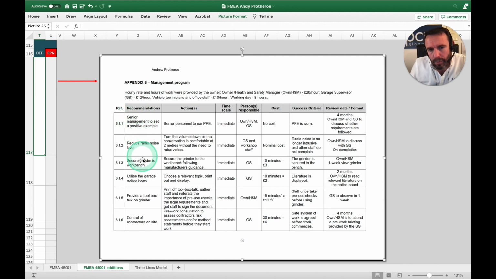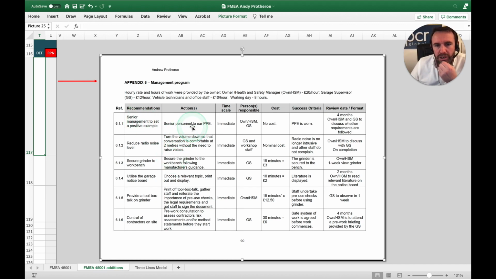Here we have multiple recommendations, multiple actions. We've got the time scale, we want it done. I've identified the people responsible. We've identified what cost it is going to be. Please don't review this on pause. They're all going to be probably wrong in terms of finances. That's not important. We're looking at the success criteria. This is very important. So the verification, we need to identify what's going to be successful and how we're going to verify it. For this one, senior management set a positive example.